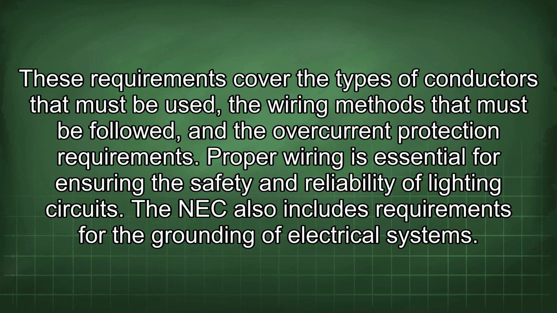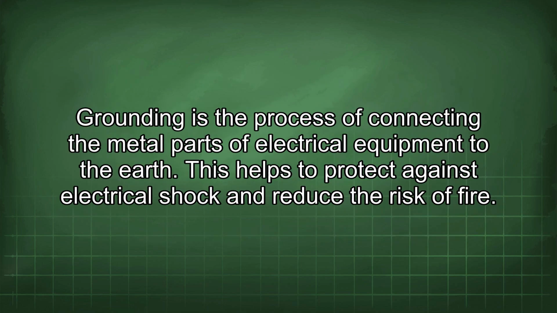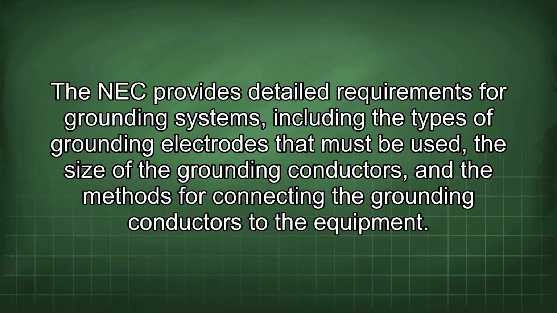The NEC also includes requirements for the grounding of electrical systems. Grounding is the process of connecting the metal parts of electrical equipment to the earth. This helps to protect against electrical shock and reduce the risk of fire. The NEC provides detailed requirements for grounding systems, including the types of grounding electrodes that must be used, the size of the grounding conductors, and the methods for connecting the grounding conductors to the equipment.